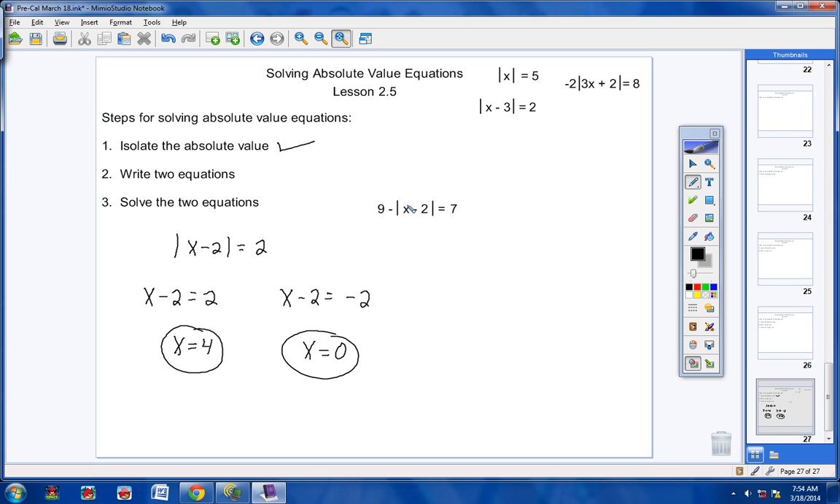So I'm going to put a 4 right here. 4 minus 2 is 2. The absolute value of 2 is 2. 9 minus 2 is 7. So it works perfectly. And now we're going to put a 0 in.